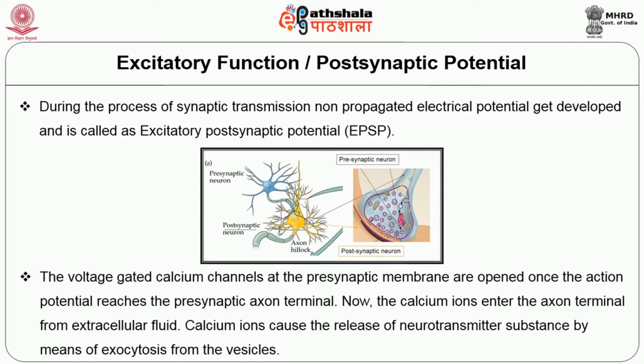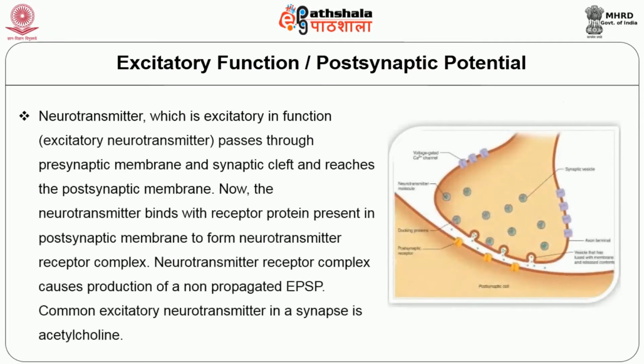The voltage-gated calcium channels at the presynaptic membrane are opened once the action potential reaches the presynaptic axon terminal. Now the calcium ions enter the axon terminal from extracellular fluid. Calcium ions cause the release of neurotransmitter substance by means of exocytosis from the vesicles. Neurotransmitter, which is excitatory in function, passes through the presynaptic membrane and synaptic cleft and reaches the postsynaptic membrane. Now, the neurotransmitter binds with receptor protein present in the postsynaptic membrane to form a neurotransmitter-receptor complex. The neurotransmitter-receptor complex causes production of a non-propagated EPSP. A common excitatory neurotransmitter in a synapse is acetylcholine.